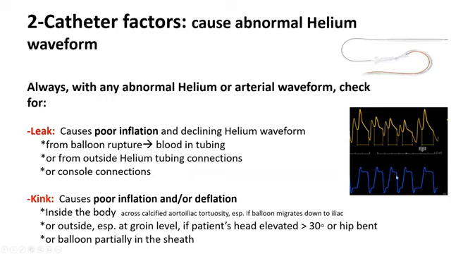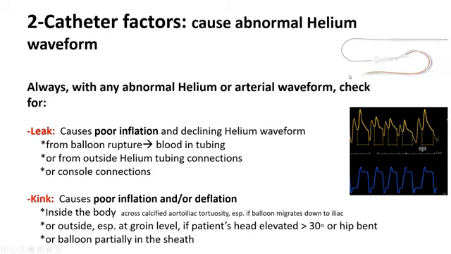And whenever you have distortion of both, or just distortion of that helium waveform, sometimes before you get distortion of that arterial waveform, you should think of those two major catheter factors, leak and kink. A catheter leak can cause poor inflation, because it's leaking, and a decline in that helium waveform. So you start seeing the inflation is less and less with every beat. And what are the causes of leak?